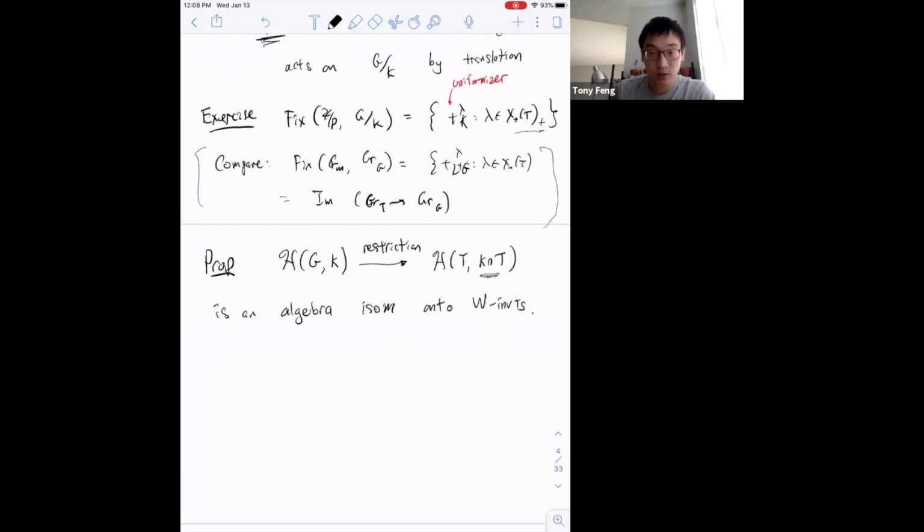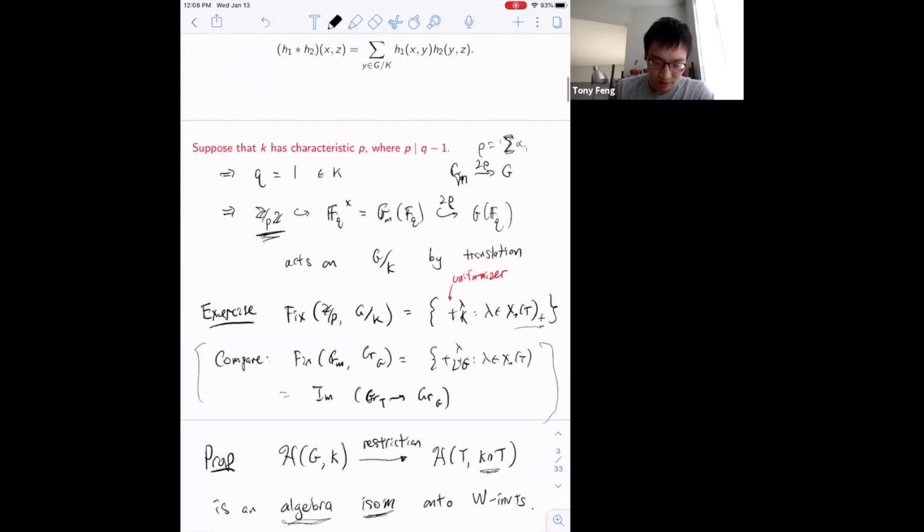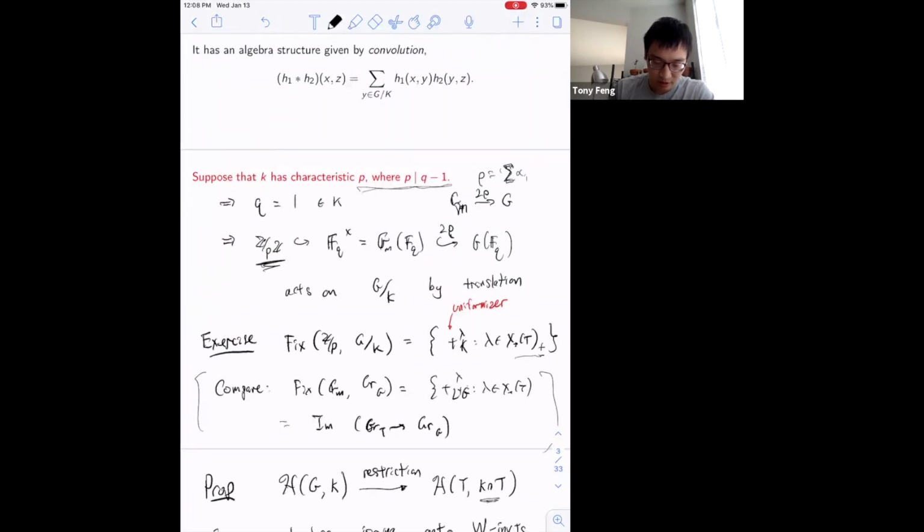Okay, so actually it's going to turn out that the fact that it's an isomorphism, or like a bijection, is kind of easy. And the fact that it's an algebra homomorphism is what uses our assumptions on the characteristics.